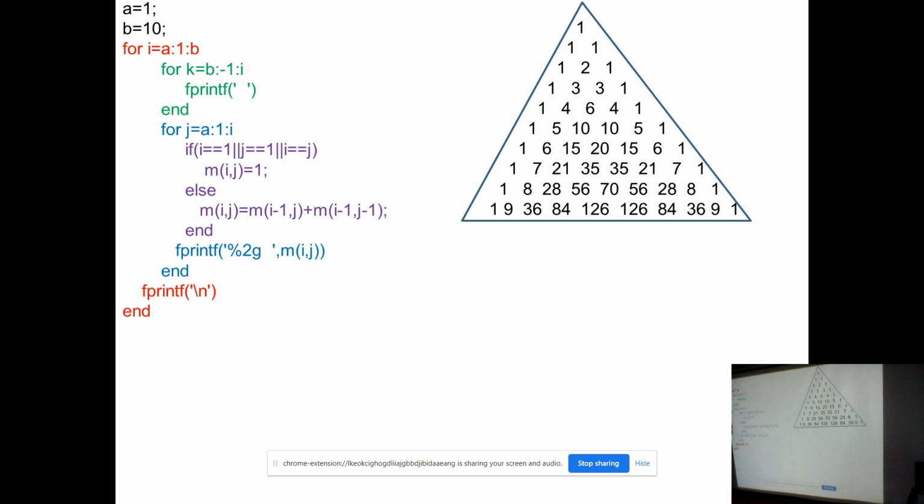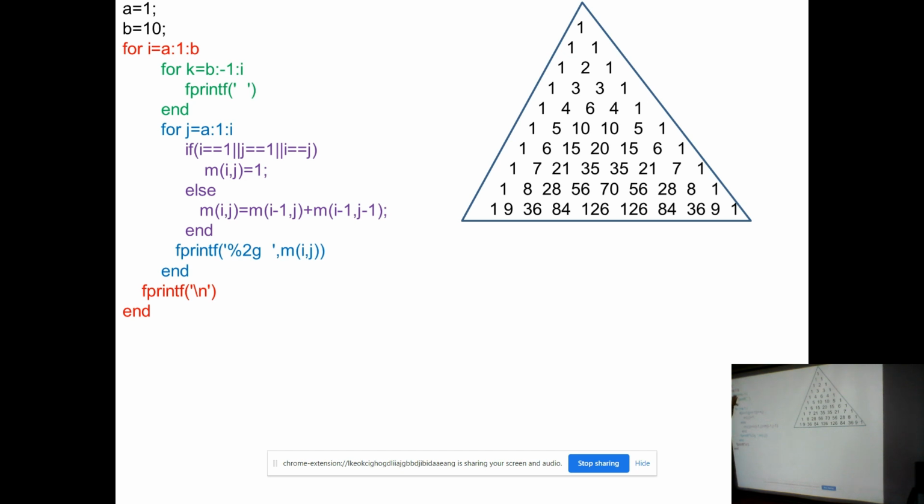So before going to the big loop, I just want to explain this loop. What is this loop? Just check. I defined a as 1, b as 10. I have written a big for loop, i equal to a colon 1 colon b. What is a? 1. What is b? 10. So 1 to 10. That means this big loop will run 10 times. Clear? Now inside that loop, I have written one more for loop.